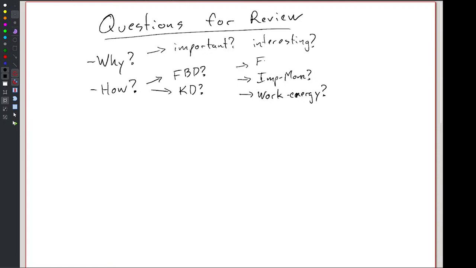Are you just doing F equals MA, like create an equation of motion? Something like that. So those are the big things to ask at this first stage of the review. Why are you doing it? What are you trying to do, I guess? And then how are you gonna do that? Those are the two things. That's what I think. What about you?